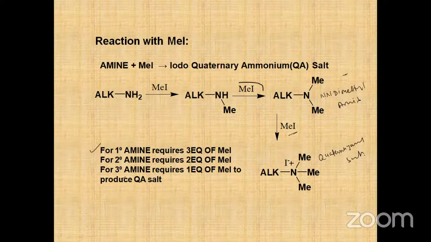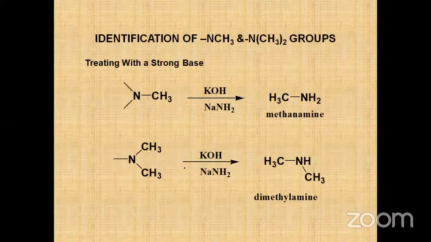Based on this, the number of moles of methyl iodide utilized by the natural product to produce the quaternary ammonium salt indicates the kind of amine. If it consumes 3 equivalents of methyl iodide, that is equal to a primary amine. If it consumes 2 methyl iodides, that is equal to a secondary amine. If it consumes only 1 equivalent of methyl iodide, that indicates the presence of a tertiary amine.